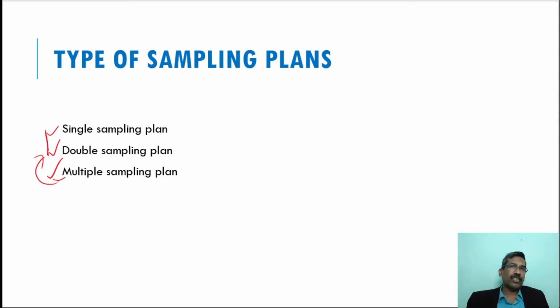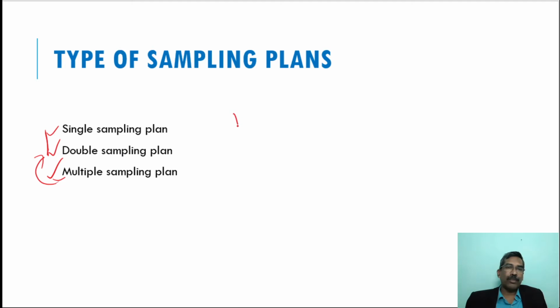In the case of the single sampling plan, we take a sample from the lot, and on the basis of the result of that sample, we decide that this lot should be accepted or this lot should be rejected. But in the case of double sampling plan, if the number of defectives is more than the acceptance number but less than the rejection number, then in that situation we have to consider the second sample. So it depends on the design of the sampling plan.